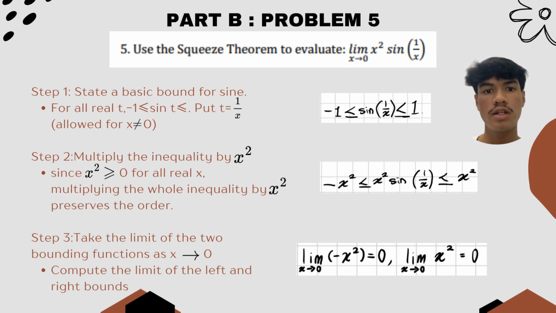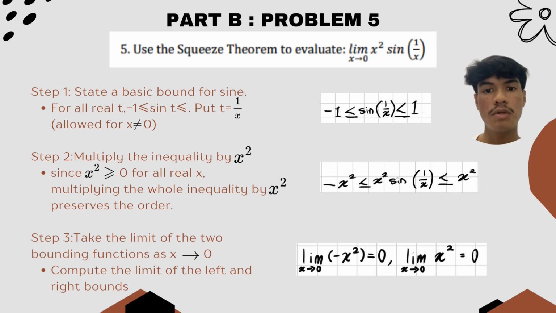Part B, problem number 5. We need to evaluate the limit as x goes to 0 of x squared sin(1 over x). Step 1, basic bound. For all real numbers t, we know minus 1 is less than or equal to sin t, which is less than or equal to 1. Let t equal 1 over x. This gives us minus 1 less than or equal to sin(1 over x) less than or equal to 1.